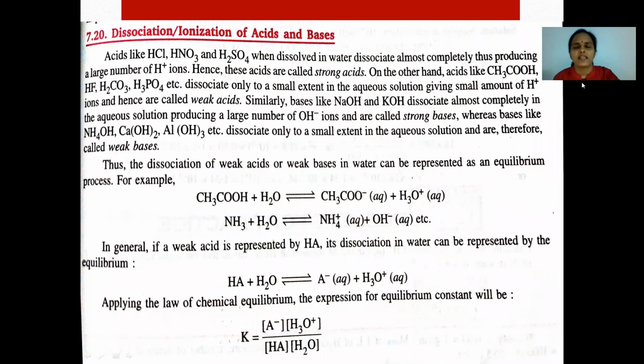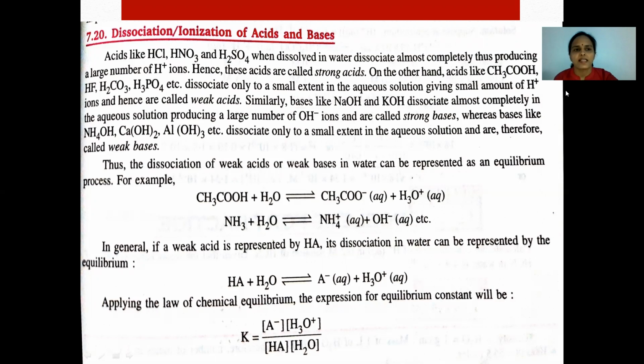On the other hand, acids like CH3COOH, HF, H2CO3, H3PO4, etc. dissociate only to a small extent in the aqueous solution, giving a small amount of H+ ions, and hence are called weak acids. Similarly, bases like sodium hydroxide and potassium hydroxide dissociate almost completely in aqueous solution and thus produce a large number of OH- ions and are called strong bases.